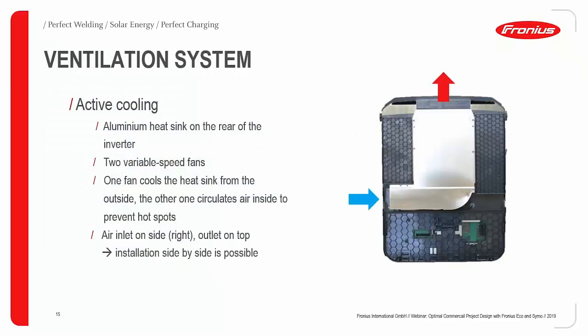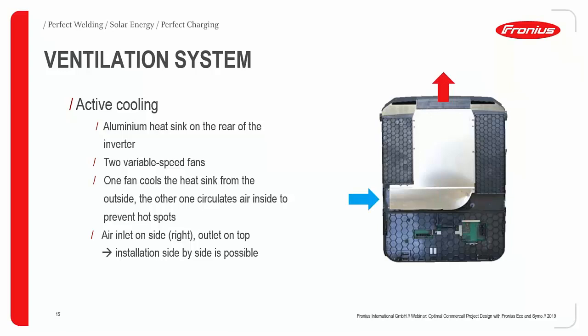Then let's talk about the ventilation system. Eco is our most efficient inverter, and of course it needs cooling. For the cooling, we use both active and passive cooling systems. There is an aluminum heat sink at the back of the inverter, and two variable speed regulated fans are used. Depending on the temperature, the fan speed changes.